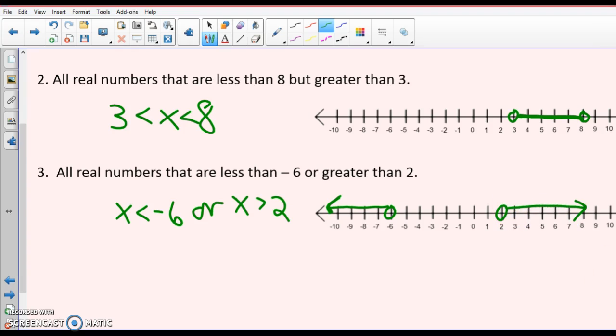I will tell you a general rule of thumb. "And" statements are in between, "or" statements go out. Now, there are always exceptions to that, and we may run across some of them while we're doing our lesson.